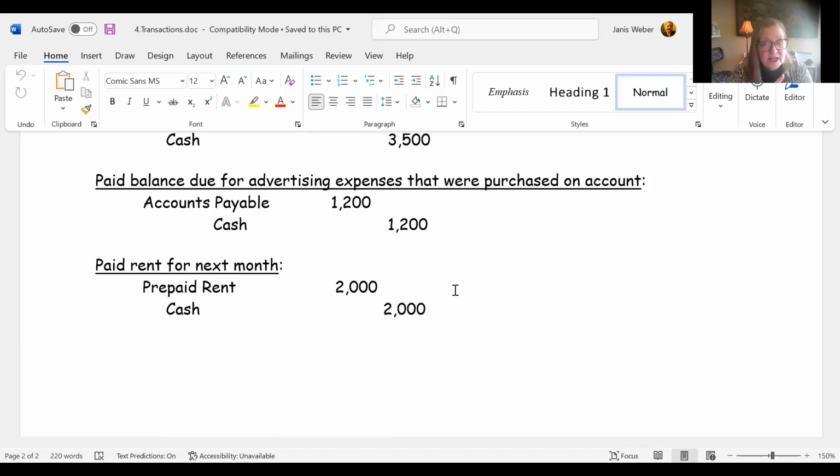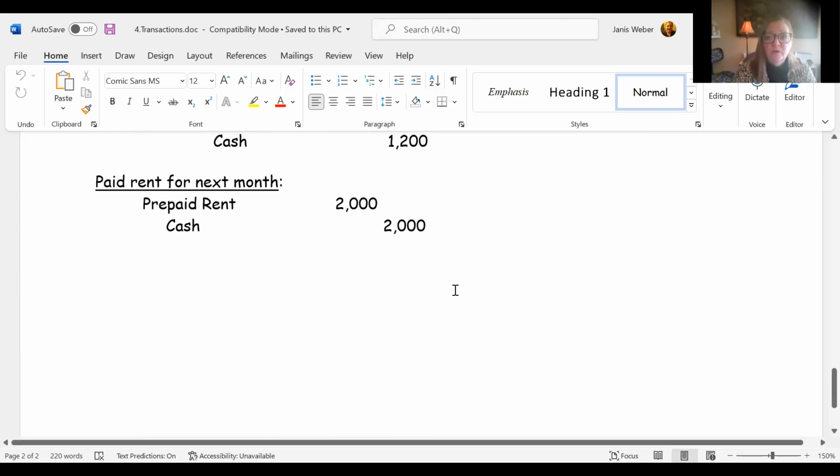And here's the tricky part. It says cash paid for advertising expense. There's a temptation because you saw advertising expense to say, oh, I'm going to debit advertising expense, but that's not right. If you read the rest of it, it says paid balance due for advertising expenses that were purchased on account. Oh, we've already recorded this. So that means we paid down the accounts payable. So we're going to record it with a debit to accounts payable, which reflects a decrease in the accounts payable. And we're going to credit the cash again. But I already knew that because I did that part first. So I'm going to debit accounts payable, credit cash.